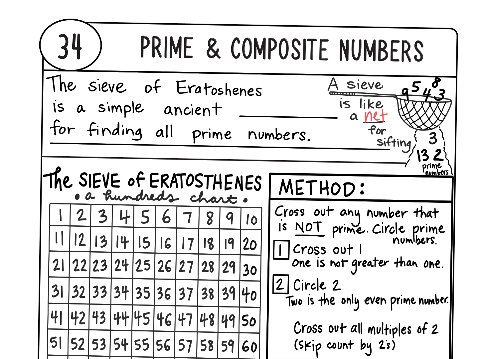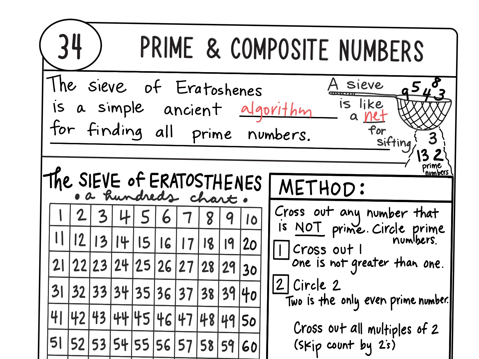So the word that I'm having a hard time saying right now is a simple ancient algorithm. What's an algorithm? It's a way to figure out something, kind of like a set of rules sometimes. It is a simple ancient algorithm for finding all prime numbers. So the method, how do you do it? You cross out any number that is not prime and you circle all of the prime numbers.